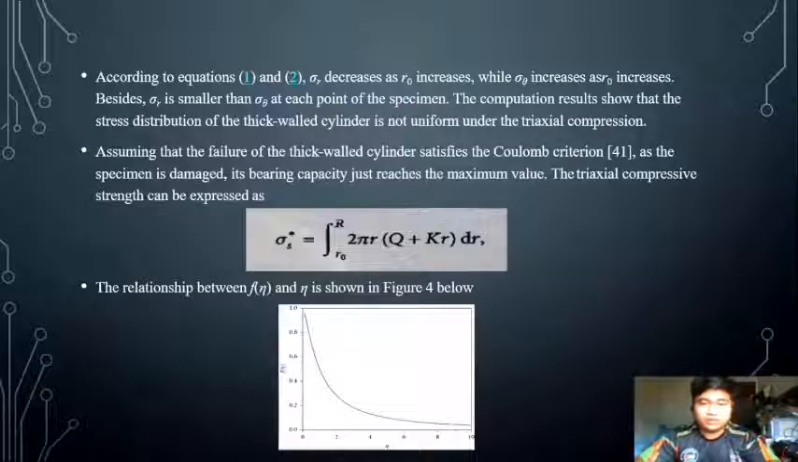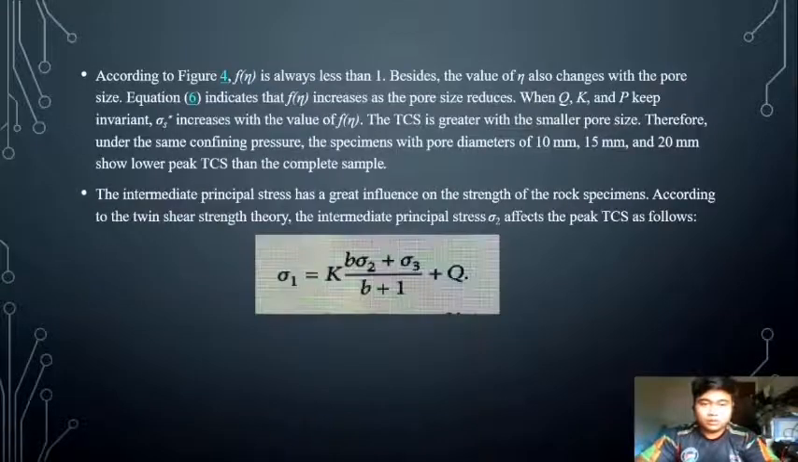Okay, we can see the relationship between Fn and N shown in figure 4 below. According to figure 4, Fn is always less than 1. The intermediate principal stress has a great influence on the strength of the rock specimen. According to the twin shear strength theory, the intermediate principal stress affects the peak TCS as follows.